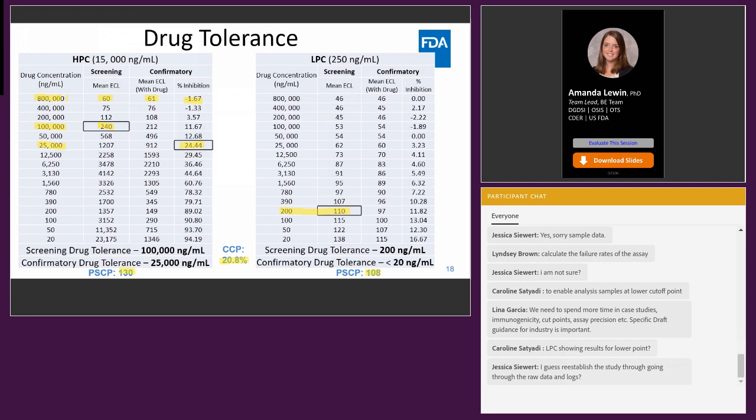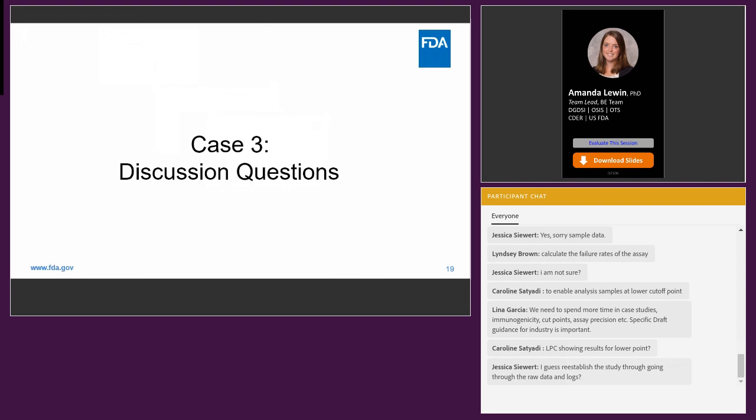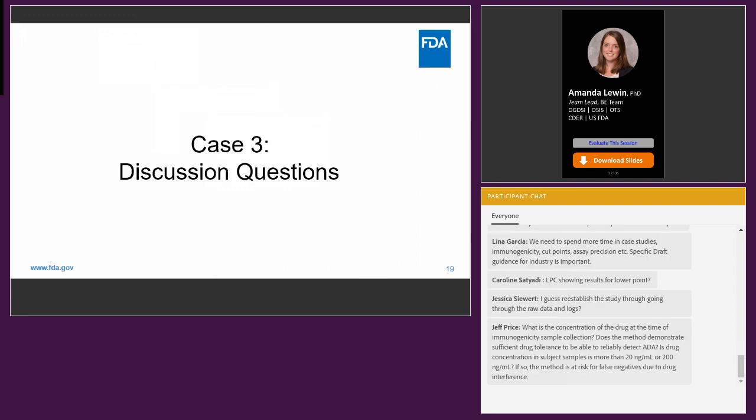of drug concentrations. However, the suppression of the signal did not affect the ability of the screening or confirmatory assay to detect positive ADA results in the presence of high concentrations of drugs. From that, the firm concluded that sufficient drug tolerance for the method was demonstrated. We can now get into the discussion questions for case set 3.